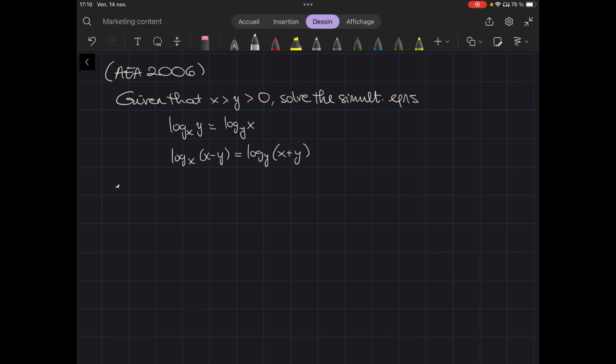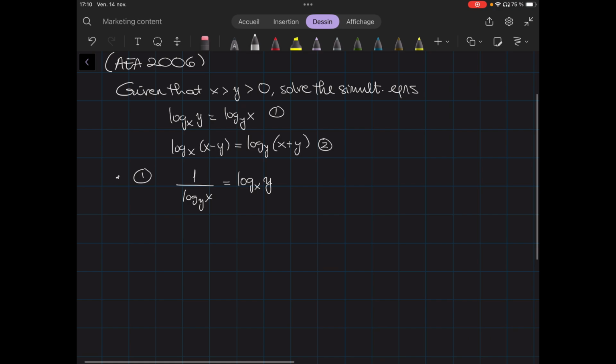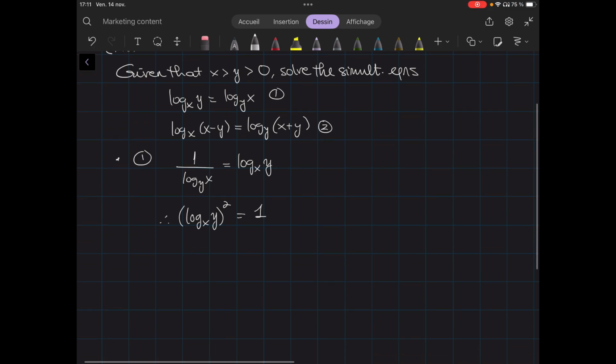The first equation looks a lot simpler than the second equation, so let's try to manipulate that first. If we do change of base, we would know that 1 divided by log base y of x is log base x of y. Therefore, essentially, this has to be true. And therefore, log base x of y is either 1 or negative 1. This means that y is equal to x, or y is equal to 1 divided by x.